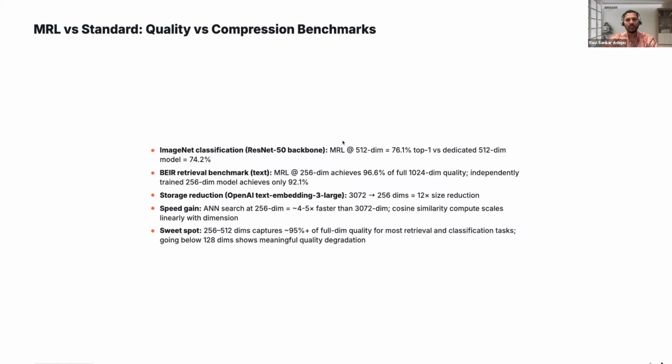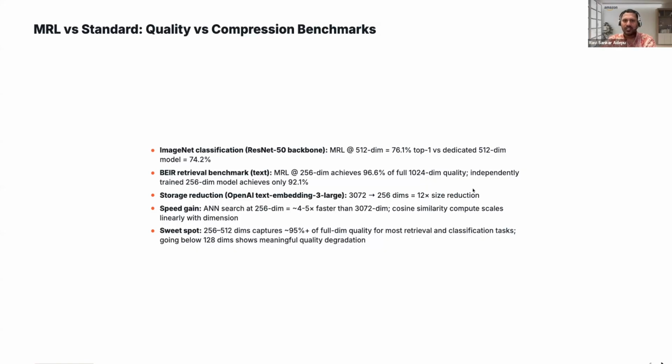Let's put some numbers on it. On image classification with ResNet-50, MRL at 512 dimensions actually beats a dedicated 512-dimensional model. Like, let's say 76% versus 74%. On the text retrieval task, MRL at 256 dimensions keeps about 97% of full 1024-dimensional quality, while an independently trained 256-dimensional model only manages 92%. So the nested version is both smaller and better.